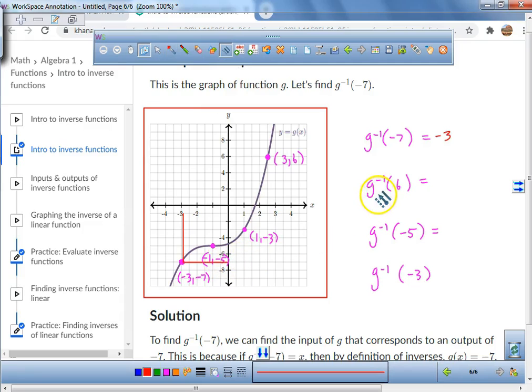If I say, what's the inverse of 6? The inverse of 6, this is right here on the y-axis, that's going to lead us down to, oh man, I messed up here. That's not at a 3.